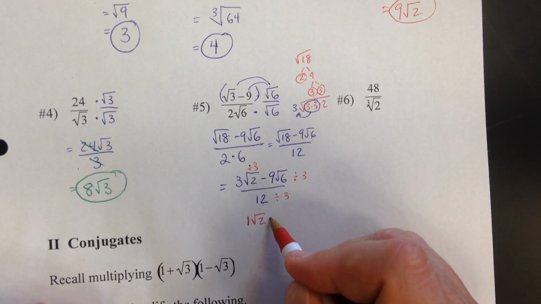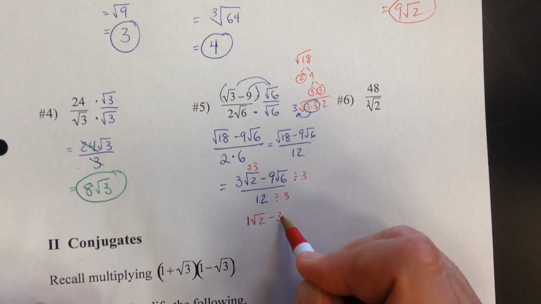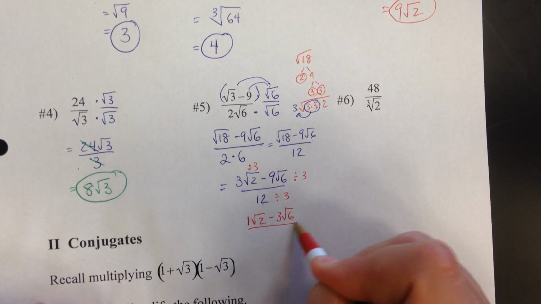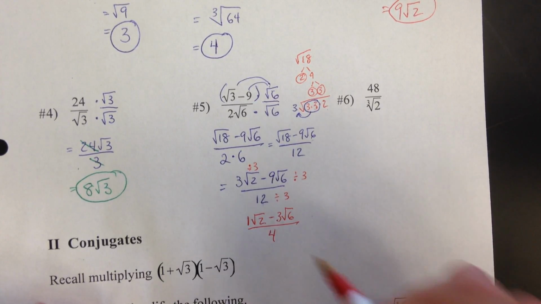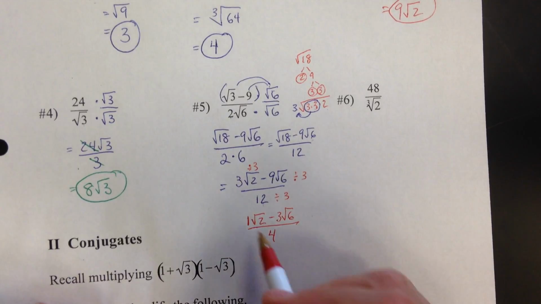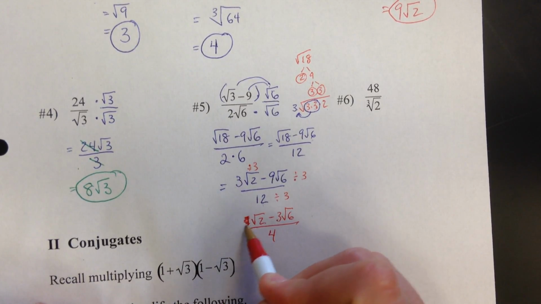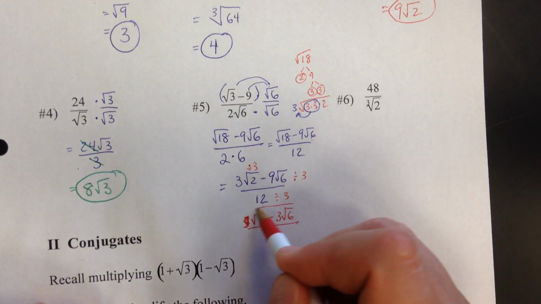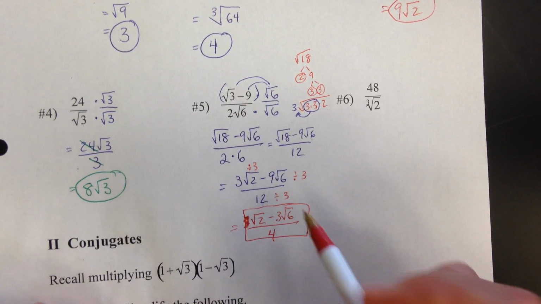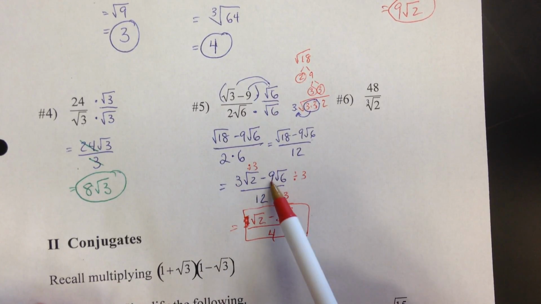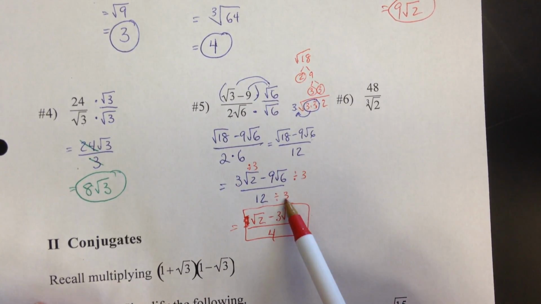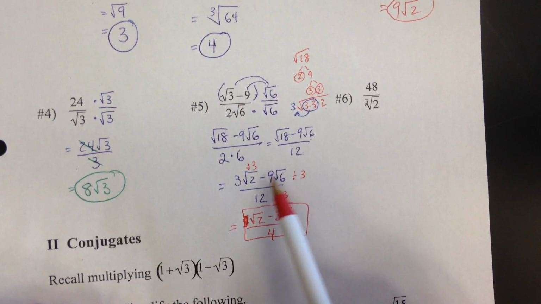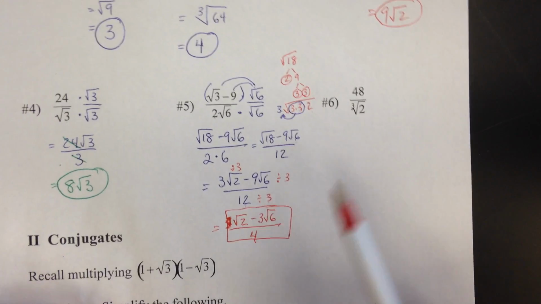9 divided by 3, we get minus 3 root 6 over 12 divided by 3, which is 4. Now you don't really need the 1. I'm going to scratch that out. So we get square root of 2 minus 3 square root 6 divided by 4. You can only do this if you can divide every piece of this by the same number. If you can't, then you leave it like it is.